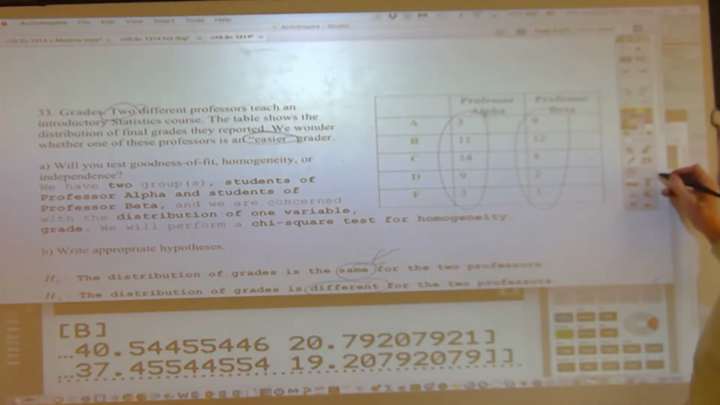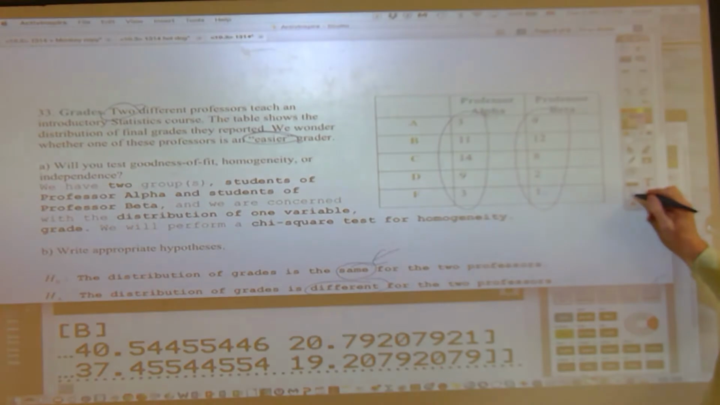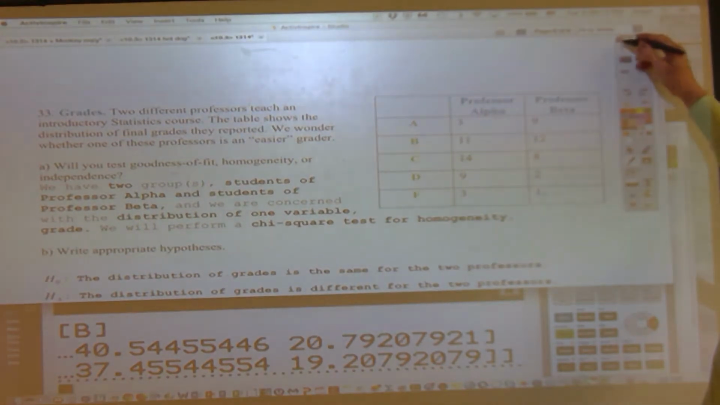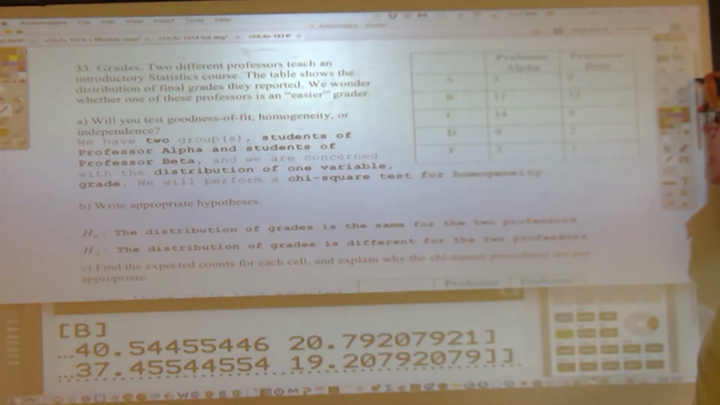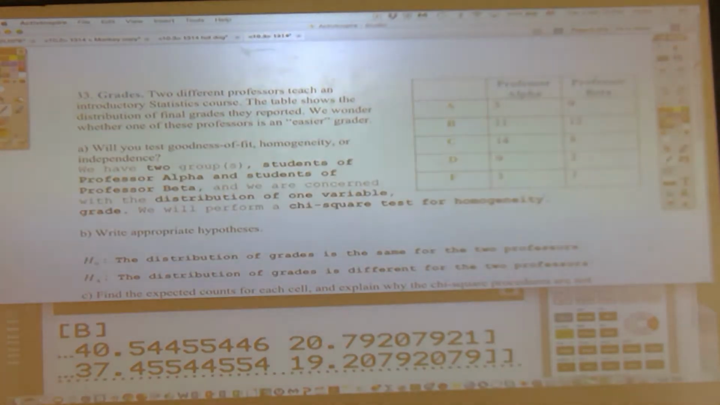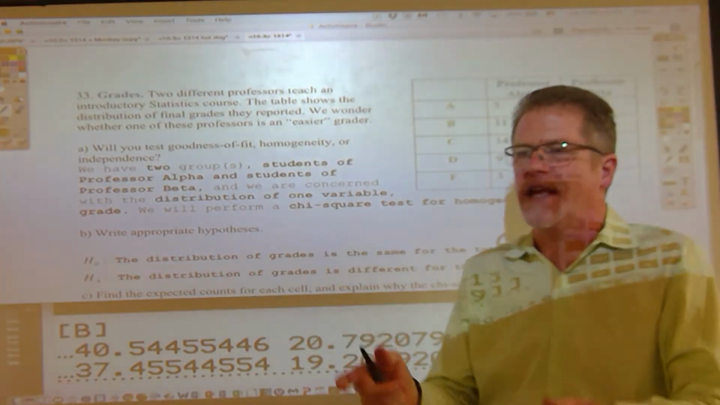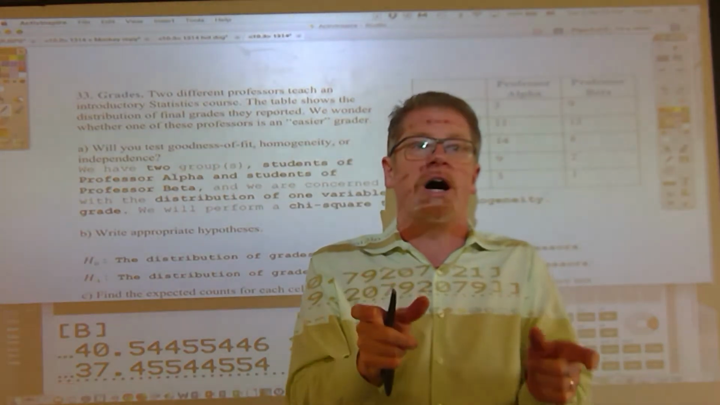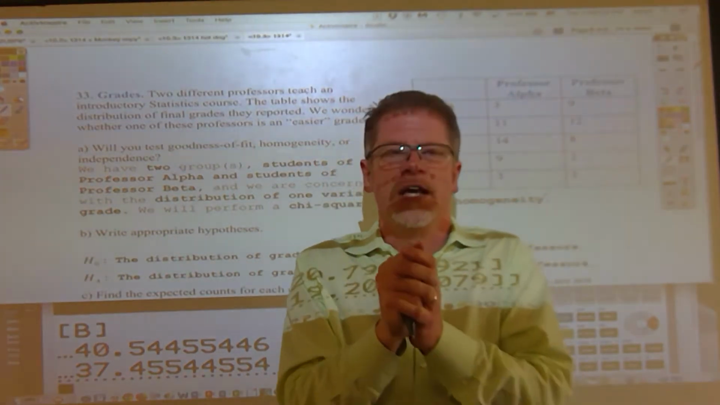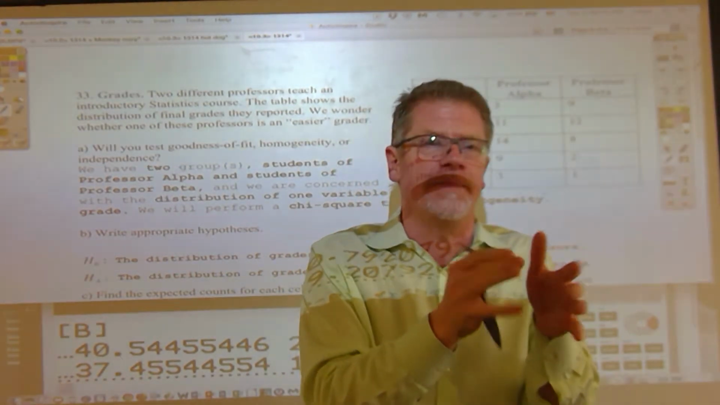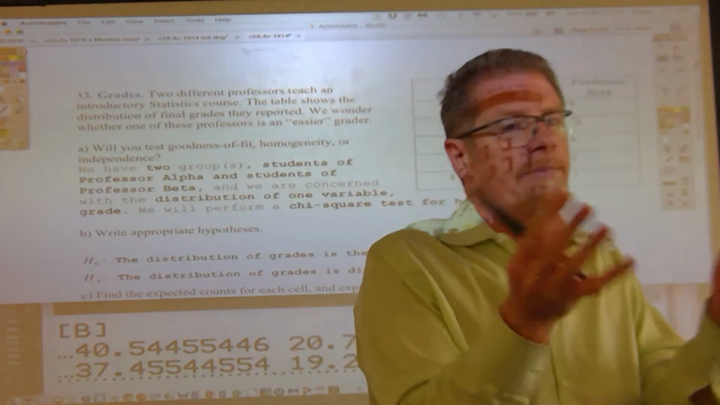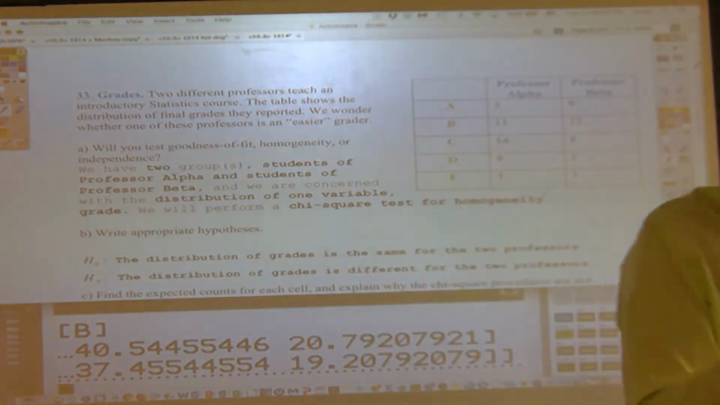Next page, grades. Are grades really important? Does it really matter whether you get an A or not? Is it going to change your life? Well, it's hard to say. Some people are concerned about different professors, different grades. And this is your classic two ships are sinking. You've got 2 samples. We want to know, are the distributions homogeneous? Does Professor Alpha grade harder than Professor Beta? Do we have any evidence that one's a harder grader than the other?